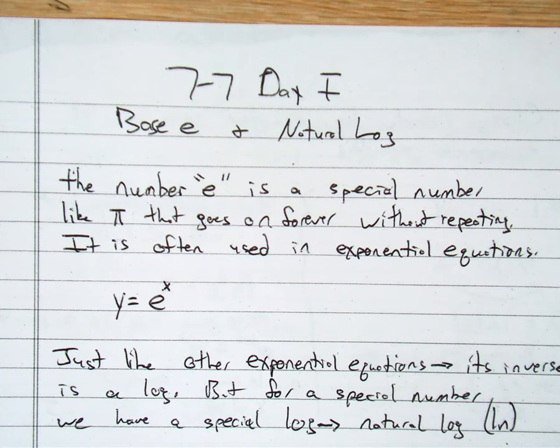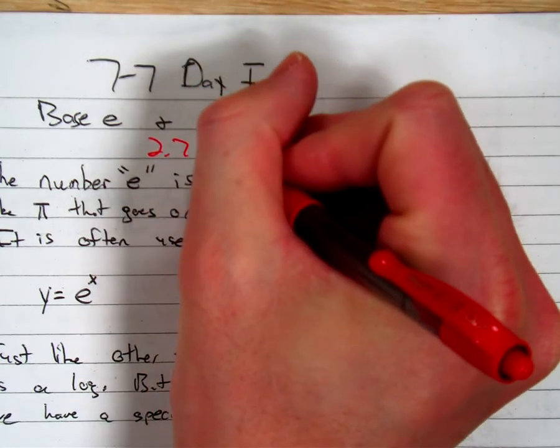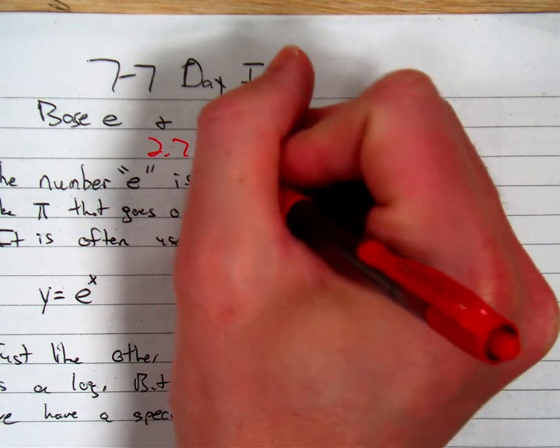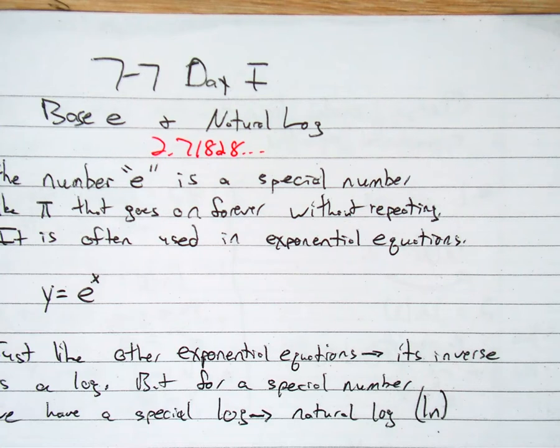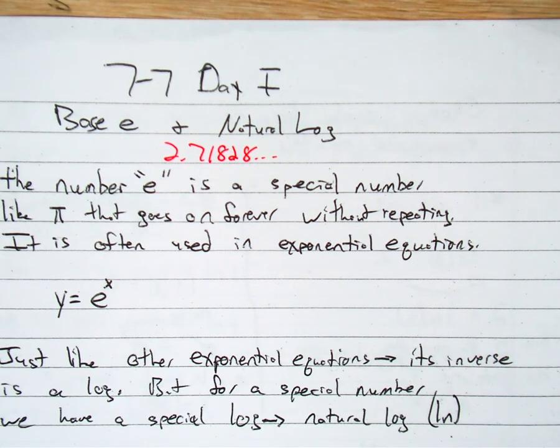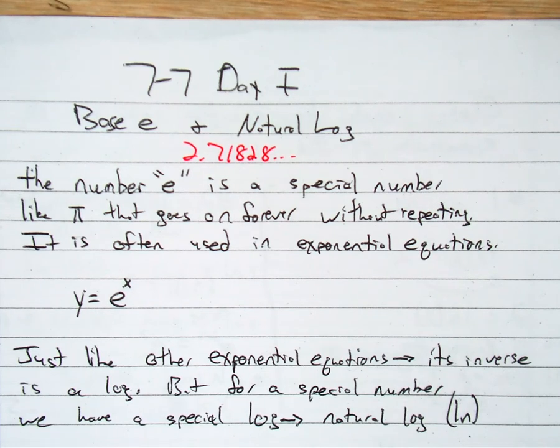Okay, the number e is a special number like pi. It goes on forever without repeating. It's like 2.71828... Okay, it'll go on forever without repeating and never ending, kind of like pi does. And e is often used in exponential equations. You'll see stuff of the form like y equals e to the x. And we'll have some story problems involving finance that use e.